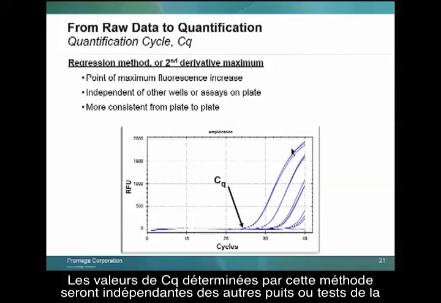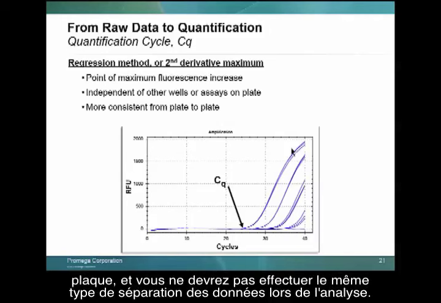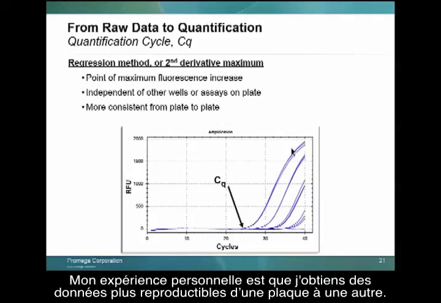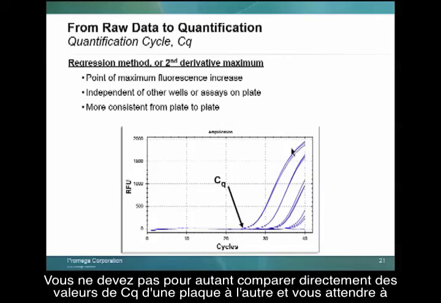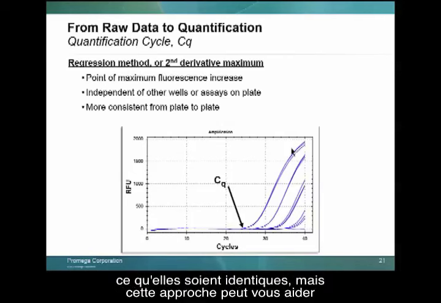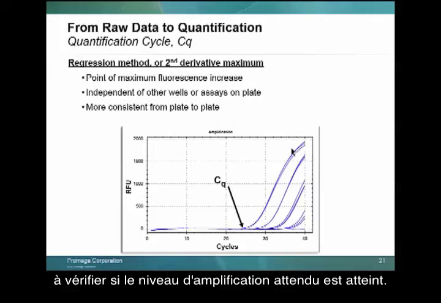The CQs that are determined this way are going to be independent of other wells or assays on the plate, so it doesn't require you to do the same kind of separation of assays when you're analyzing them. And my personal experience has been that I get more consistent data from plate to plate. You still don't want to directly compare CQs from plate to plate and expect them to be quantitatively identical, but it does give you a good way to gut check if you are getting amplification like you expect.